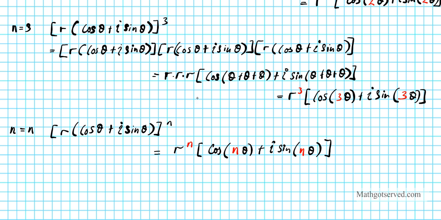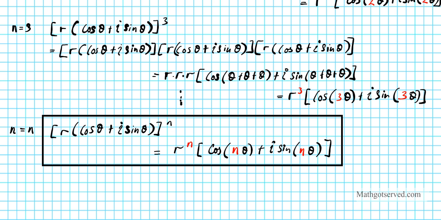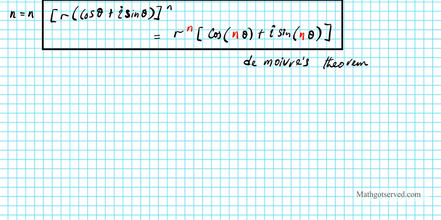And guess what? This right here is De Moivre's theorem. This is De Moivre's theorem for finding the powers of complex numbers in polar form. So let's write this down. De Moivre's theorem. Now how about we apply this theorem to an example? Let's take a look. Consider an example. Example 1.